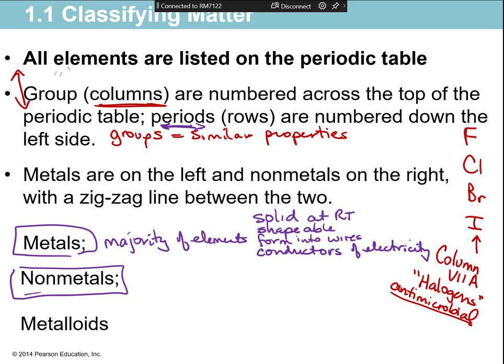Non-metals, looking to the right of the zigzag line, they're definitely in the minority. So if you're looking at the periodic table, everything this way is metal. So that's all of these and these two bottom rows. Those are all metals. Non-metals are just the small group up here in this upper right corner. So definitely these are in the minority.